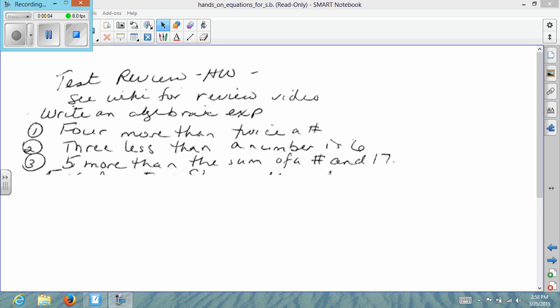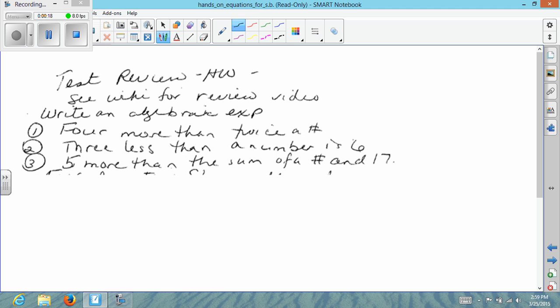Test review. The first three questions are where you just write the math. So what you're going to do is look at this and read it. 4 more than twice a number. You're going to ask yourself those questions: is there an "is", is there a "then", and so forth. So when I look at it, I'm going to go with red. I'm going to say, yes, there's a then. So I underline the then, I circle everything in front of it, and I send it to the back.